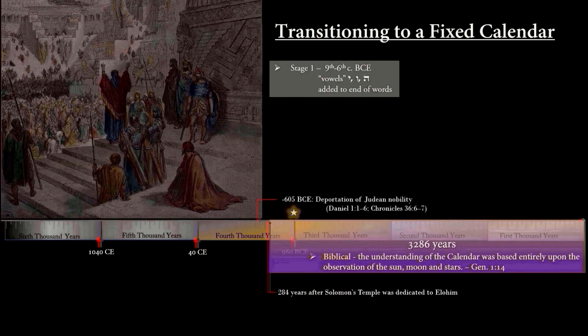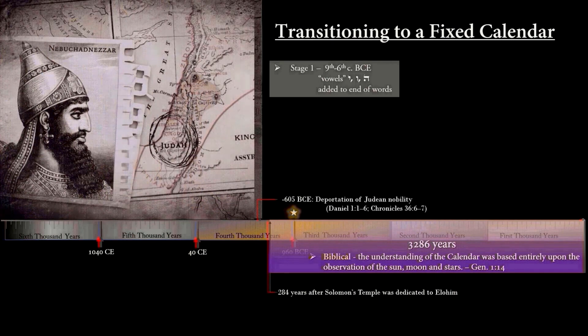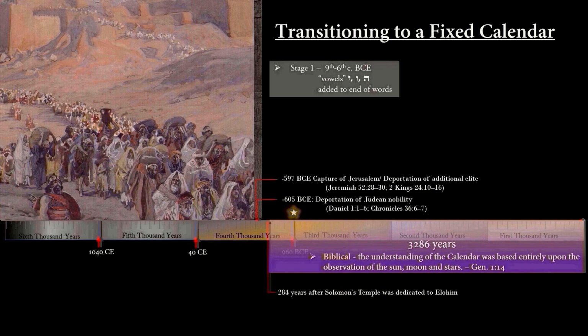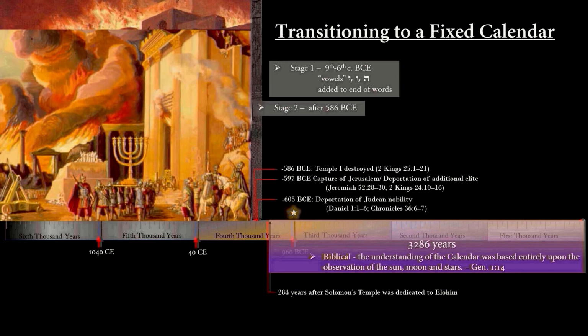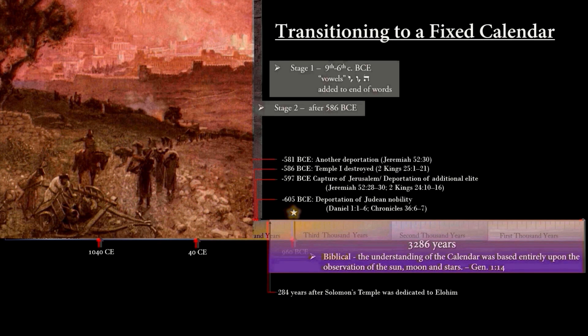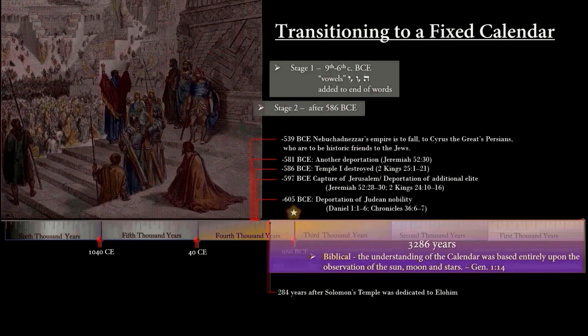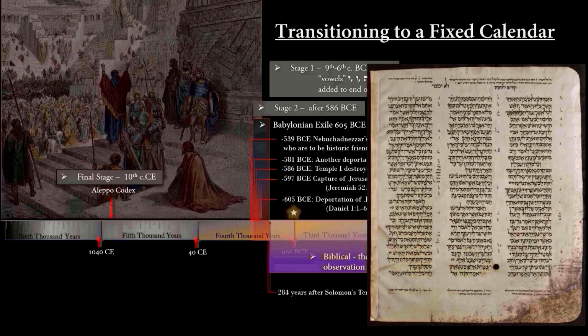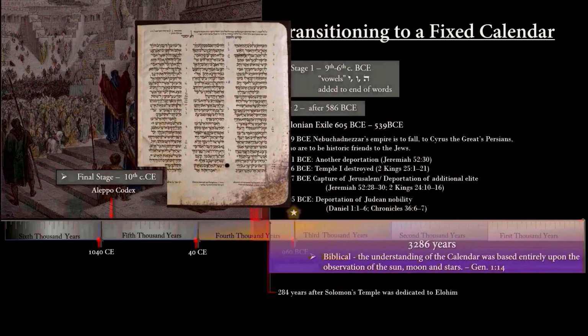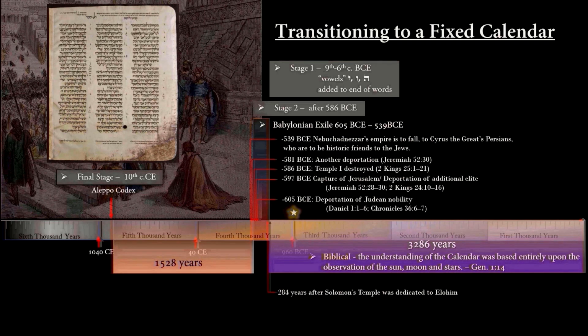But we have the Babylonian exile beginning in 605 with the deportation of the Judean nobility. And it continues with the capture of Jerusalem, the temple being destroyed. Stage 2 begins after Solomon's temple is destroyed. Another deportation, and then Nebuchadnezzar's empire is to fall. By the time you get to the Aleppo Codex, the final stage, the time period between these events is a little over 1,500, if not, one could consider 1,600 years, if you include the time period of 70 years before the first deportation to Babylon.